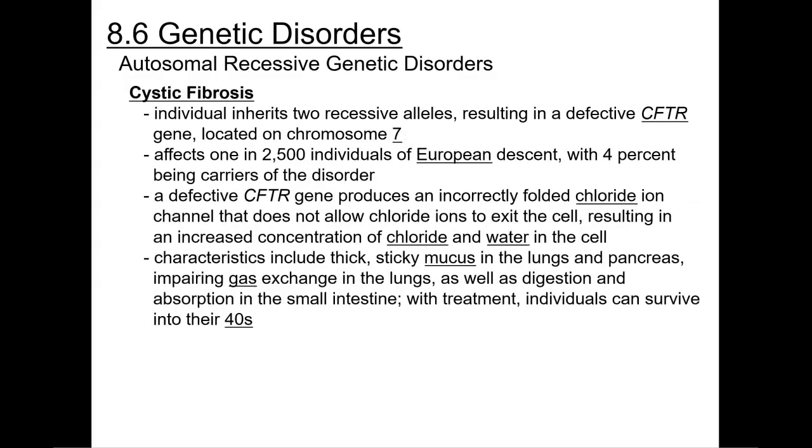Cystic fibrosis is going to be another one. Individuals are going to inherit 2 recessive alleles that result in a defective CFTR gene, and that's located on chromosome 7. This affects 1 in 2,500 individuals of European descent, with 4% being carriers of this disorder. So a defective CFTR gene is going to produce incorrectly folded chloride ion channels, and the channel doesn't allow that chloride to exit the cell, and so that's going to result in an increased concentration of chloride and water inside of the cell.